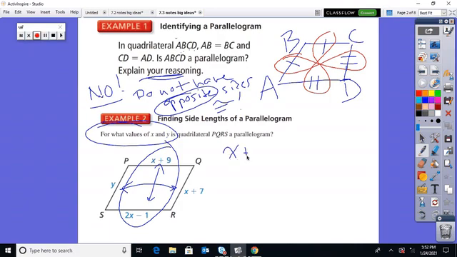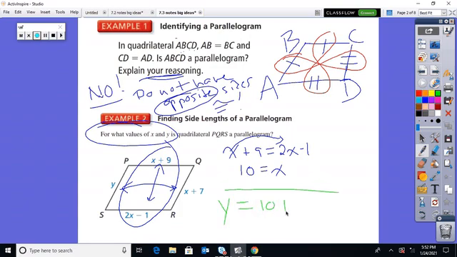So we can take x plus 9 equals 2x minus 1. So solve this for x. Let's subtract x on both sides, add 1 to both sides. So x equals 10. And then we can plug that back in to solve for y. So y equals 10 plus 7, or 17. All right? Bada bing.